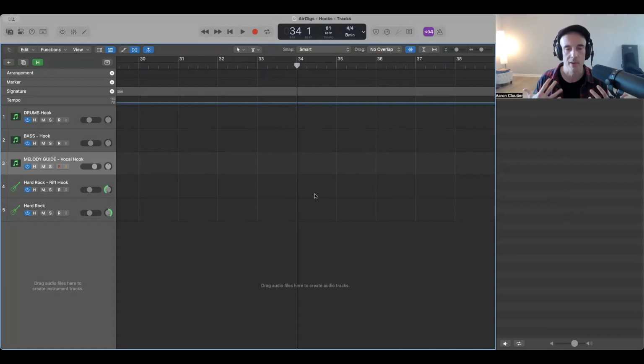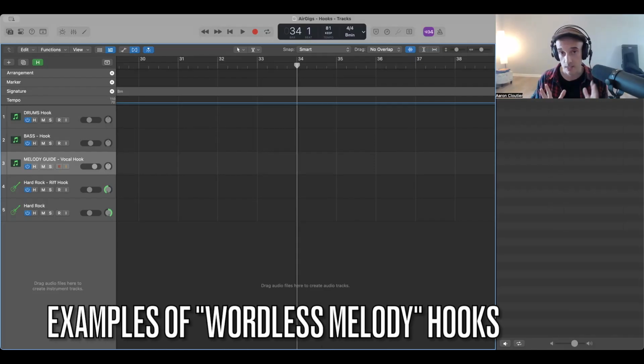All right, so let's talk about actually crafting instrument-specific hooks. Today, I'm going to be focusing on melodic vocal hooks as opposed to lyrical hooks. These are, in essence, a wordless melody comprised of 2 to 4 notes and are carried by very specific vowel sounds. So here are some examples of some wordless melody hooks.